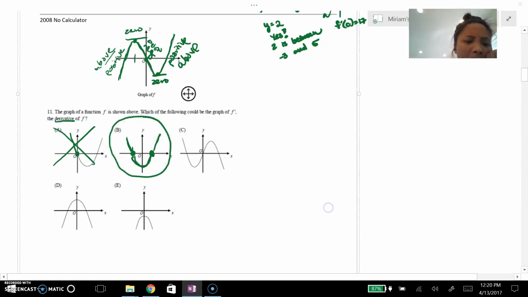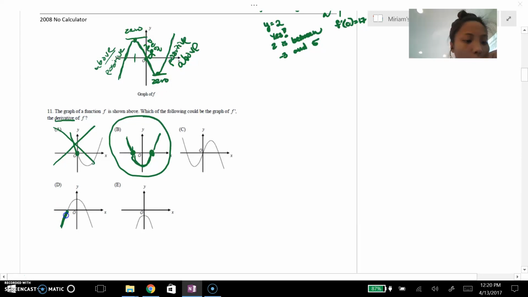Great. And you can try to go through the other multiple choice options and you'll see that it doesn't match: above, 0, below, 0, above. So look for example here. This is below, well that doesn't match because we want above first. And so on and so forth.